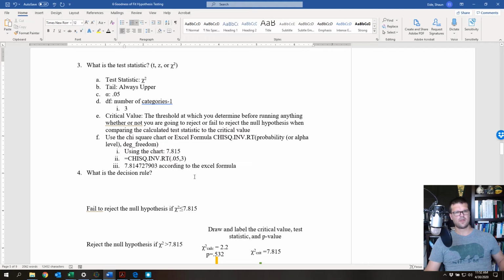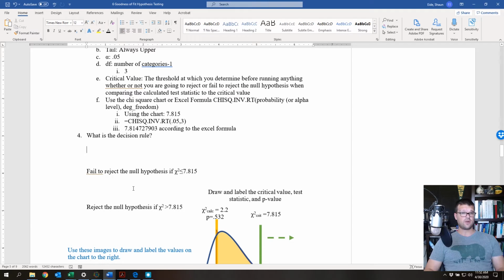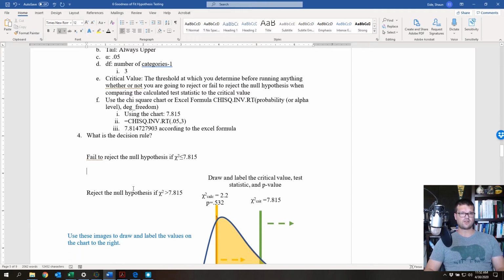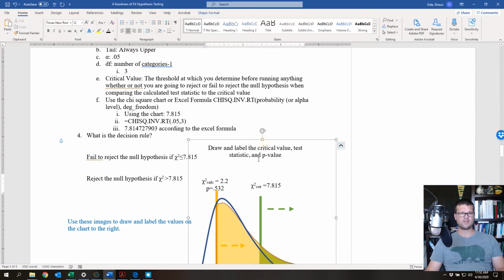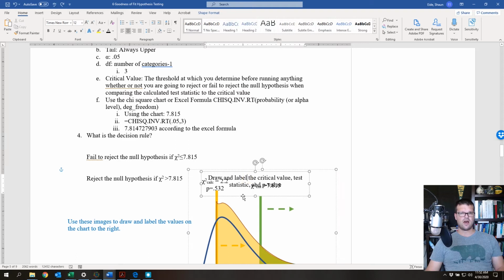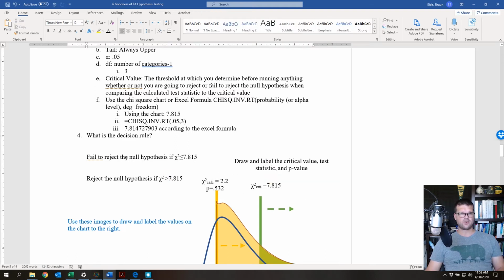Okay, so now what's the decision rule? The decision rule is really easy, and the reason why is because we've only got a right-tailed test, so it's going to be the same thing every single time. There's not multiple ways to write this decision rule. There's one way to write it. Fail to reject the null hypothesis if chi-squared is less than or equal to 7.815, and reject the null hypothesis if chi-squared is greater than 7.815.